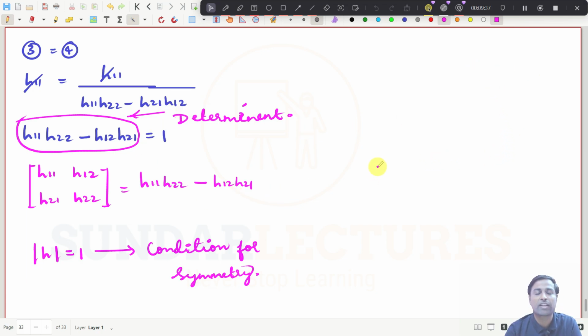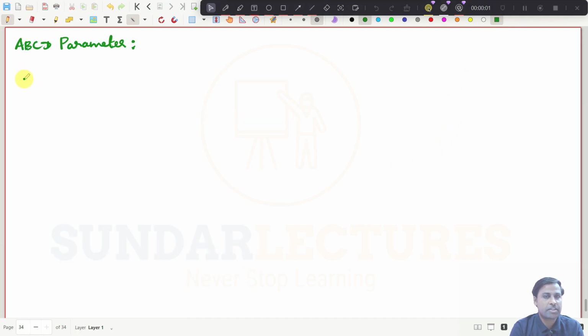Then we will go for the ABCD parameter. So what is the equation for ABCD parameter? It is V1 which is equal to AV2 plus BI2, and then I1 which is equal to CV2 plus DI2, right? This is equation number 1, and then this is equation number 2.